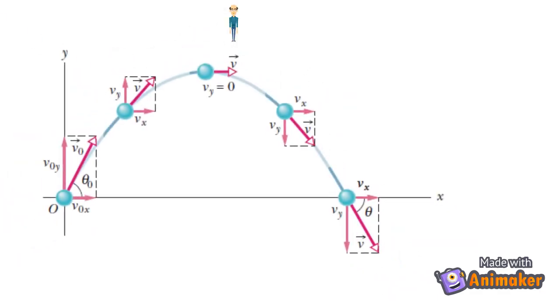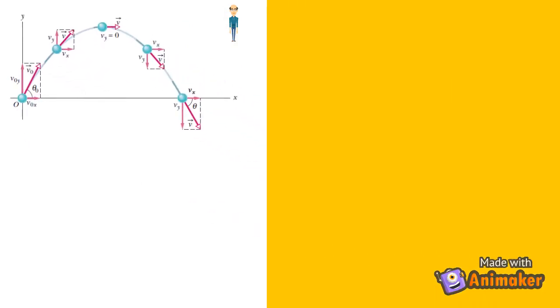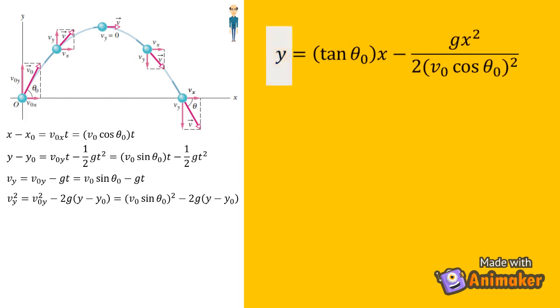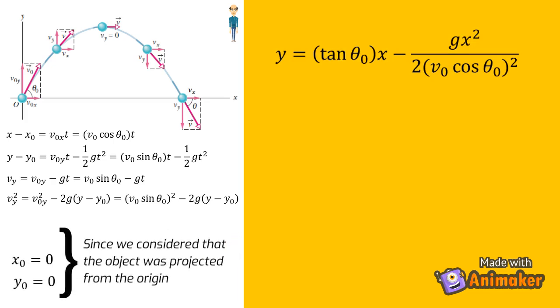We can find the equation of the projectile's path, that is its trajectory, by eliminating time t between these equations. And this is what we get. y equal to tan theta 0 multiplied by x minus g x square divided by twice of (v0 cos theta 0) whole square. In deriving this, we have assumed x0 as 0 and y0 also as 0.